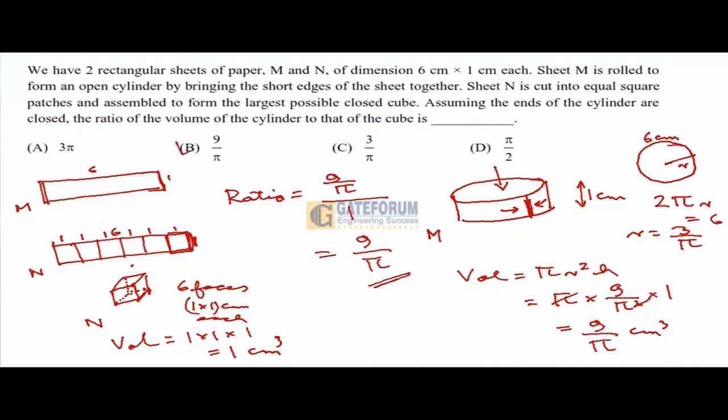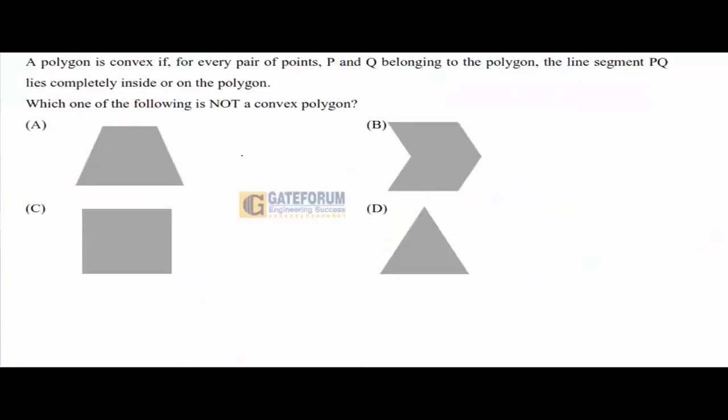So I would check and I will write this as the correct option. Next, a polygon is convex if for every pair of points P and Q belonging to the polygon, the line segment PQ lies completely inside or on the polygon. So which of the following is not a convex polygon?